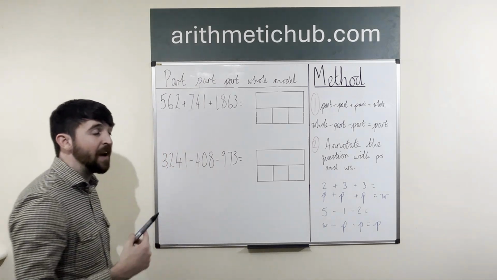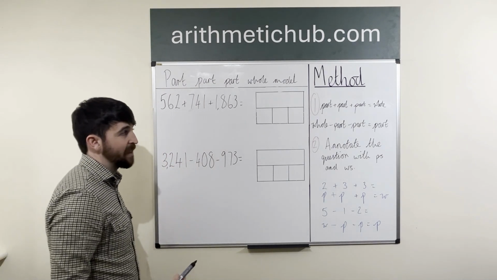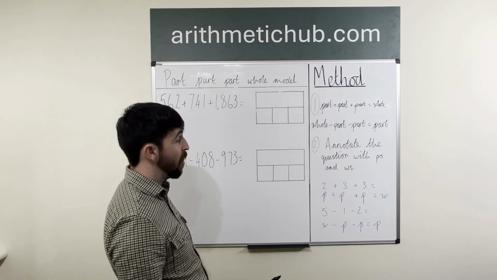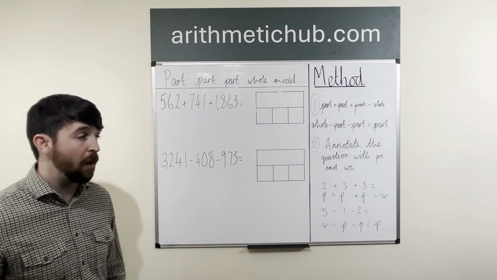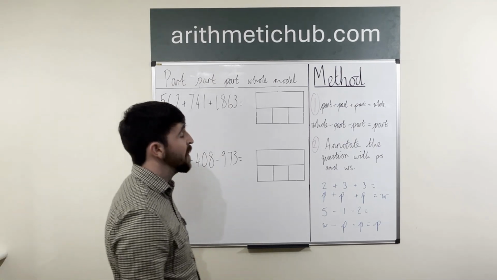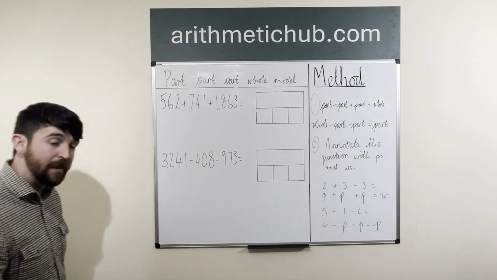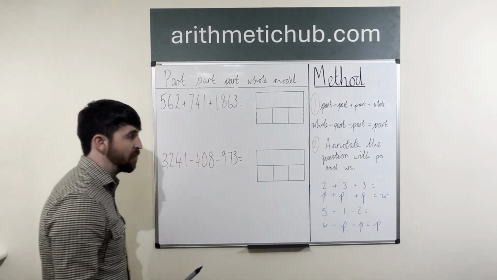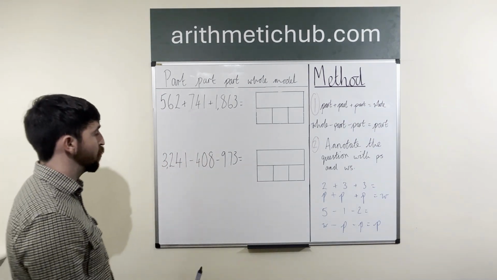So if you're looking to find these, then it's still exactly the same thing. If you're doing an addition, you add all of your parts together to find your whole. If you're doing a subtraction, you start with the whole and you take parts away to find the other parts, okay? Second part of this method says we need to annotate the questions with P's and Q's, okay?